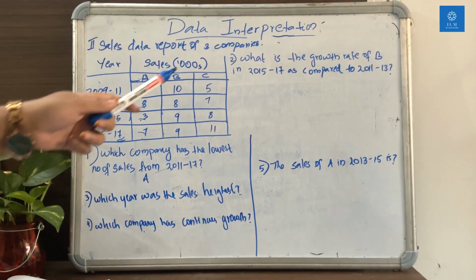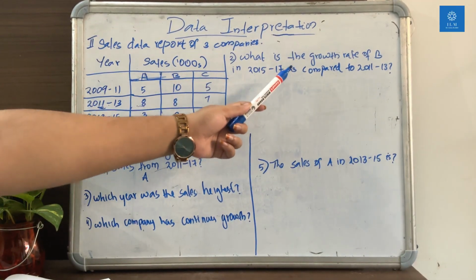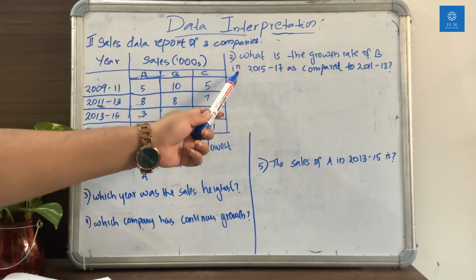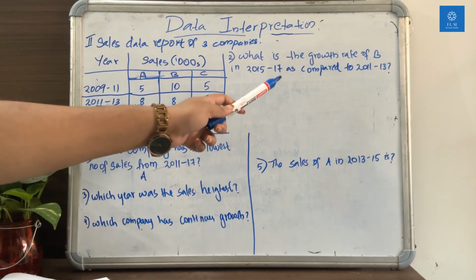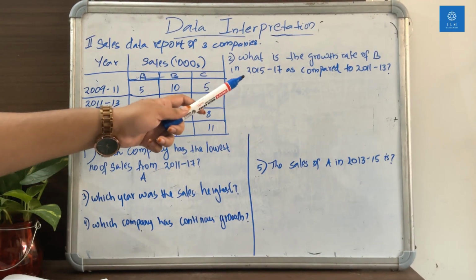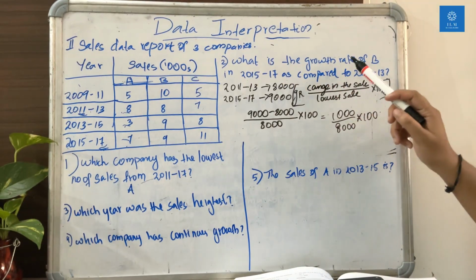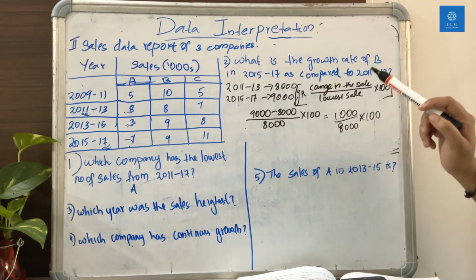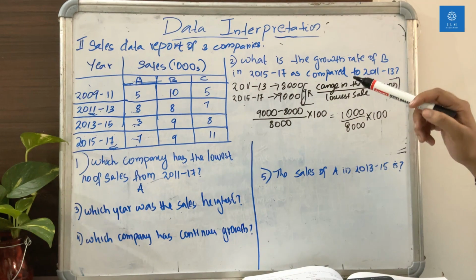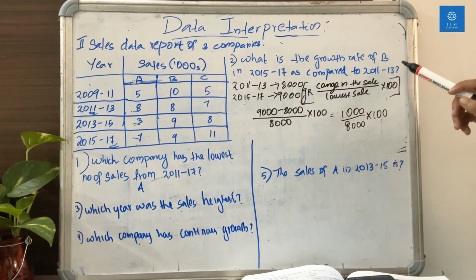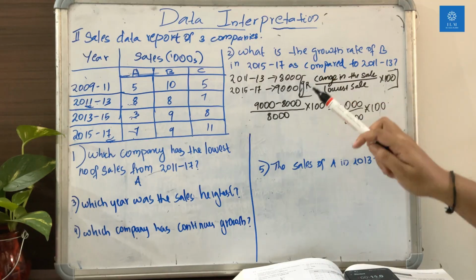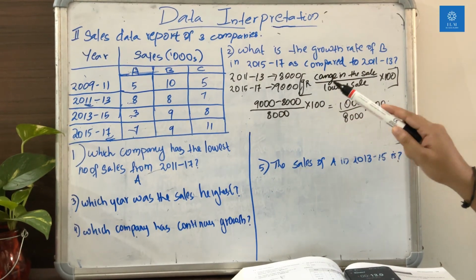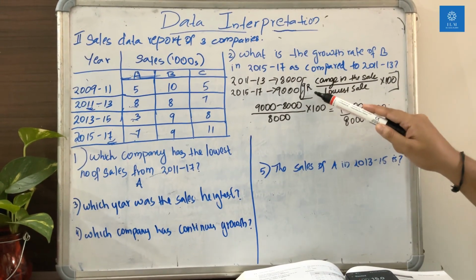Then second question, what is the growth rate of company B in 2015 to 17 as compared to 2011 to 13? Okay, so now we are going to find the growth rate. The sales in company B from 2011 to 2013 is 8,000. It is in terms of thousands, okay. Next, from 2015 to 2017 is 9,000.